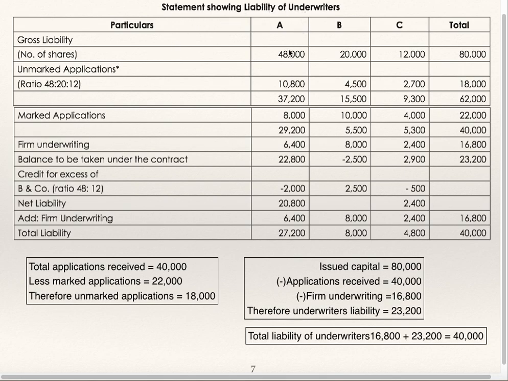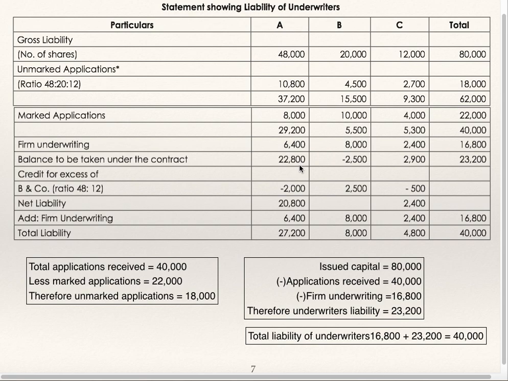Statement showing liability of underwriters. Gross liability 80,000, this is given. First deduct unmarked applications. Unmarked applications are 18,000. Total applications received 40,000, less marked applications 22,000, therefore unmarked applications are 18,000. Unmarked applications are to be distributed in the ratio of gross liability 48 is to 20 is to 12. Then marked applications, given as 8,000, 10,000, 4,000, deduct it. Then deduct firm underwriting, which is also given, 6,400, 8,000, 2,400.